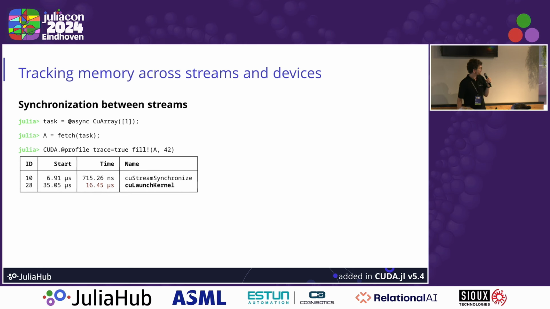Another noteworthy improvement is that we now track memory across streams and devices. So if you have a CuArray, we actually keep track on which stream and device you allocated it and last used the memory. And this is important when you use multiple Julia tasks. Each task is associated with its own stream. You used to have to synchronize at the end of a task that produced values before using it in a different task, because otherwise you could have a race condition between the two stream objects.